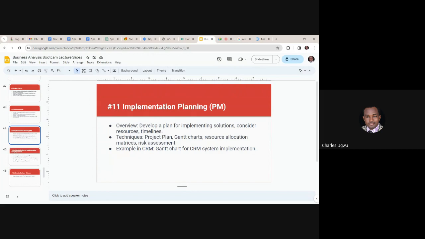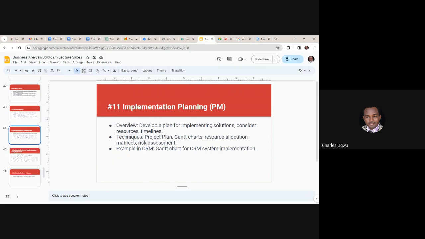But if you are working with a project manager, the project manager needs to develop a plan for implementing the solution, considering the resources and timeline. The project manager must look at the resources at hand and the timeline, that is the time duration. If it's 6 months, the project manager has to plan this project in such a way that it cannot go beyond 6 months. And we have 10,000 pounds for this project. The project manager needs to allocate these resources and make sure that this project can be implemented within the resources available.